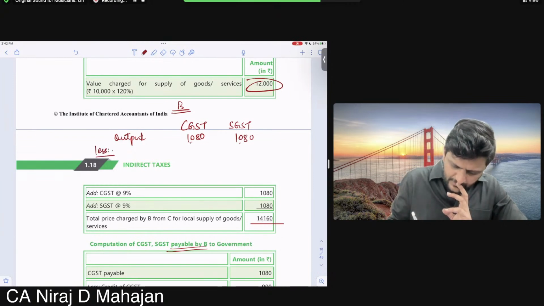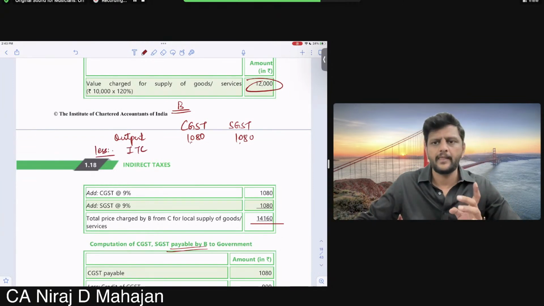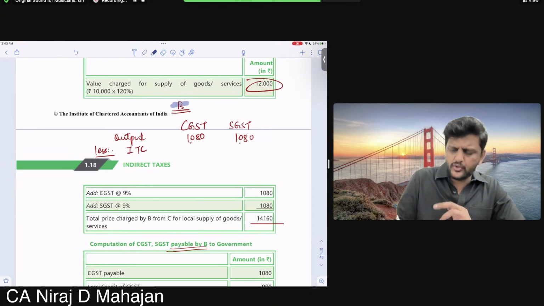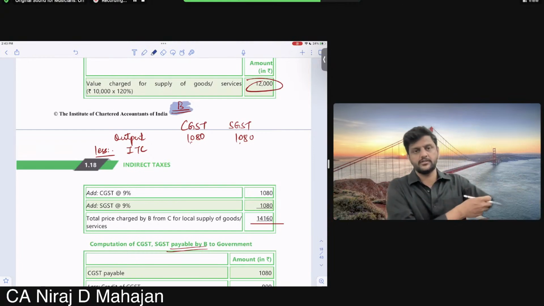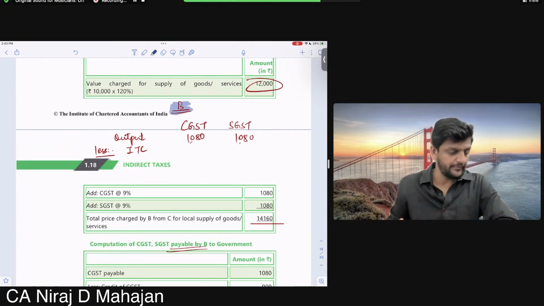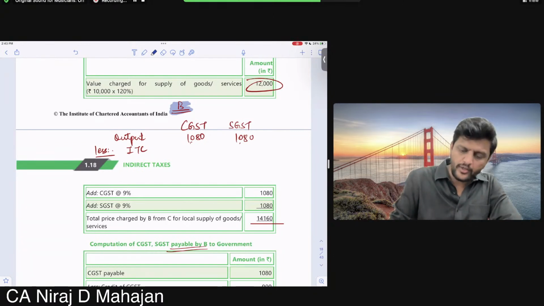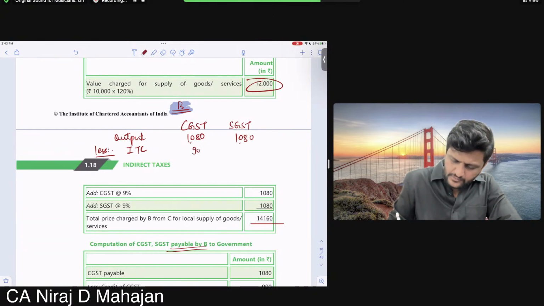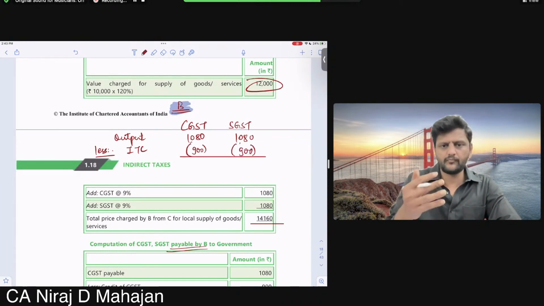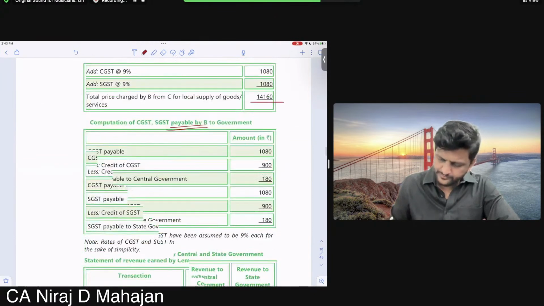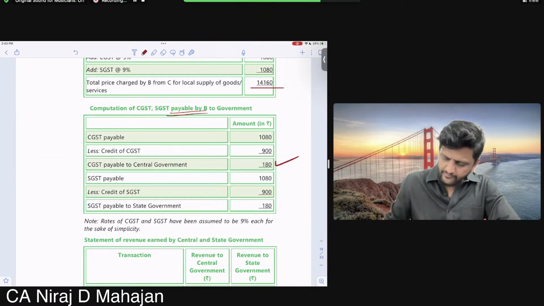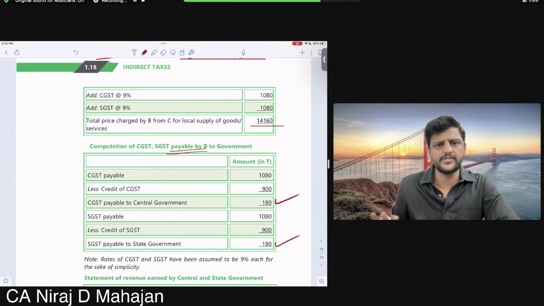Less ITC. Is there IGST ITC available for B? Is it given to us? Not given. B is a separate person, separate assessee. But we don't have the details, isn't it? So what ITC do we have? 900, 900. Any issue still here? All okay? Simple? 180, 180 something. Is it okay बच्चों? 180 CGST payable and 180 SGST payable. Simple or no? All of you okay? Can I go ahead?